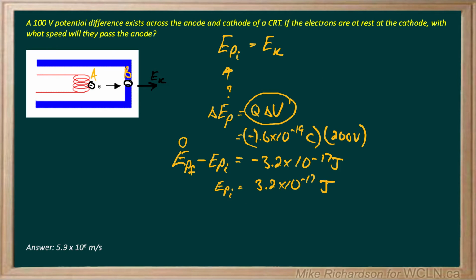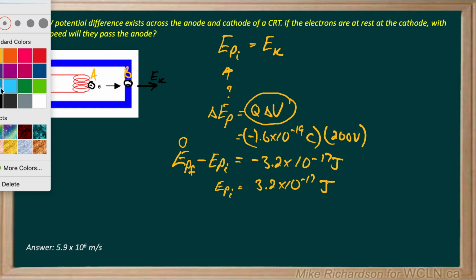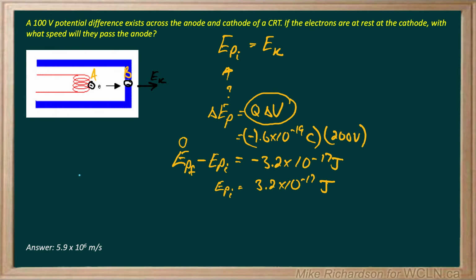So now we go back and we complete the question. I'll do it in blue. So using our conservation of energy, we have my initial potential energy, which we just calculated, all gets converted into kinetic. And my initial potential energy was calculated to be 3.2 times 10 to the negative 17 joules. And kinetic energy is 1/2 mass times V squared, V final in this case.